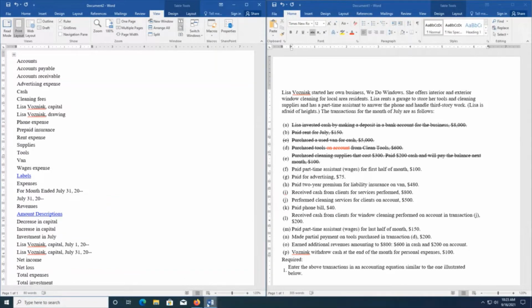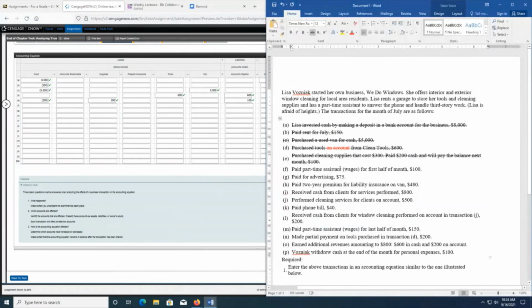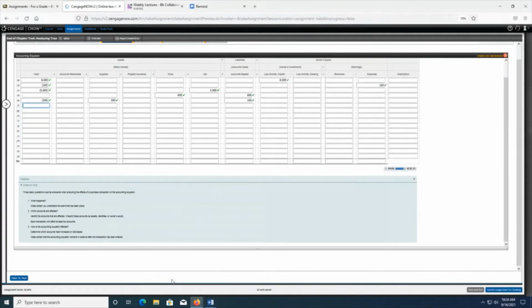All right, so we go over to our problem and this is F, and that amount was $100. So we are going to do a negative $100 because we paid it. So that's going to come out of our cash, and then the other one is the expense account. So I'm just hitting tab and that takes me from one field to the next. And so I'm just going to put $100 here.